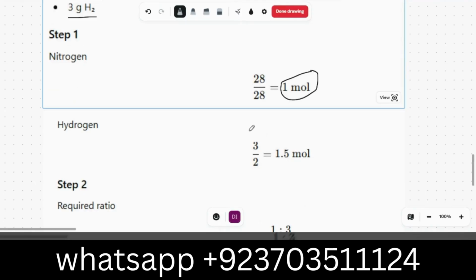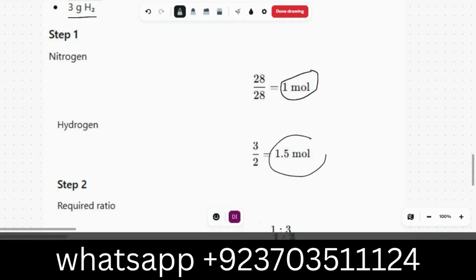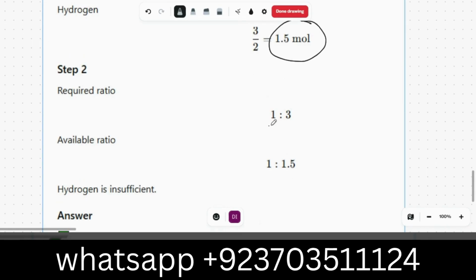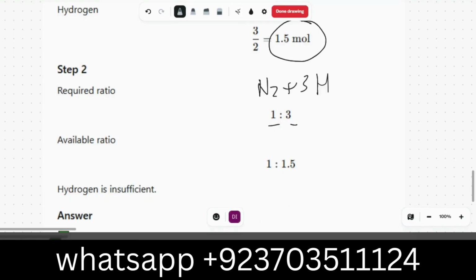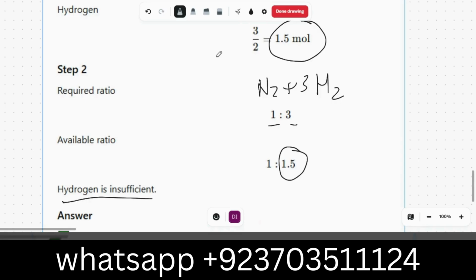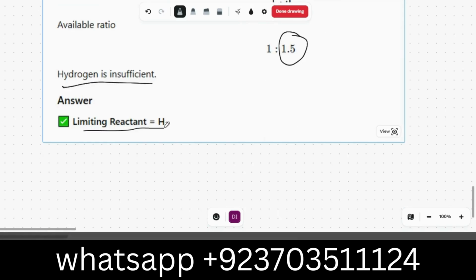And what about the hydrogen? Hydrogen is 3 divided by 2, that will give us 1.5 moles. Now the required ratio is 1 to 3, because 1 N2 plus 3 H2, so 3 moles of H2. But we have 1.5 moles of hydrogen, so hydrogen is insufficient. That means that the limiting reactant is H2.